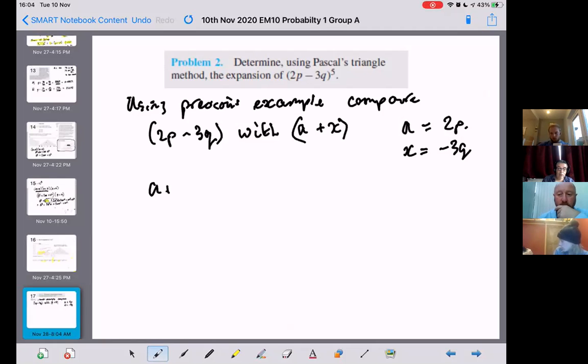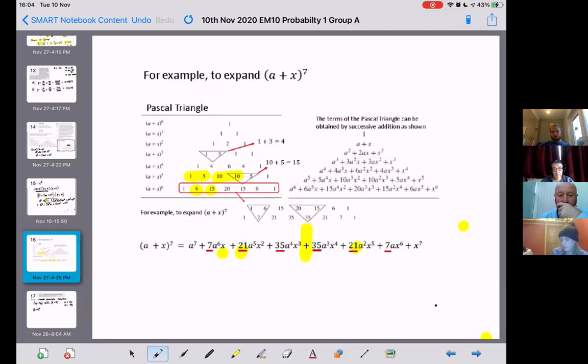Could you quickly go back so I could just take a picture of it? Yeah. Cool. All right.